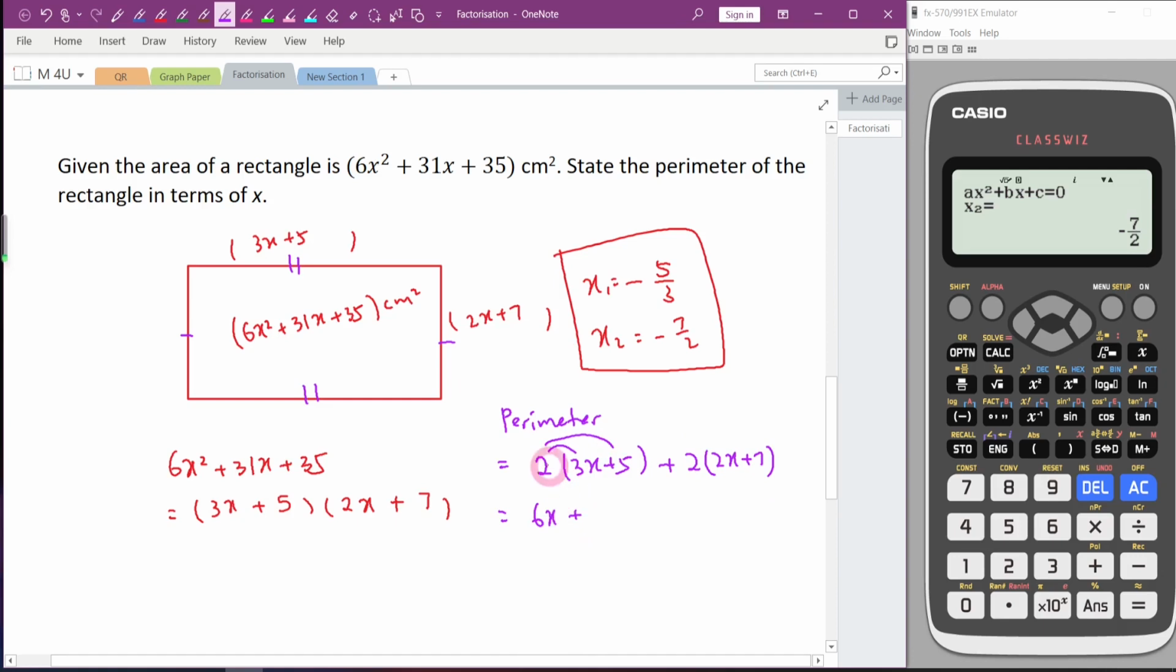Okay, so this will be 6x plus 10, plus 4x, positive, we get positive 14. So it will be 6x plus 4x, we will get 10x. 10 plus 14 will be 24. Okay, this is how we solve this question.